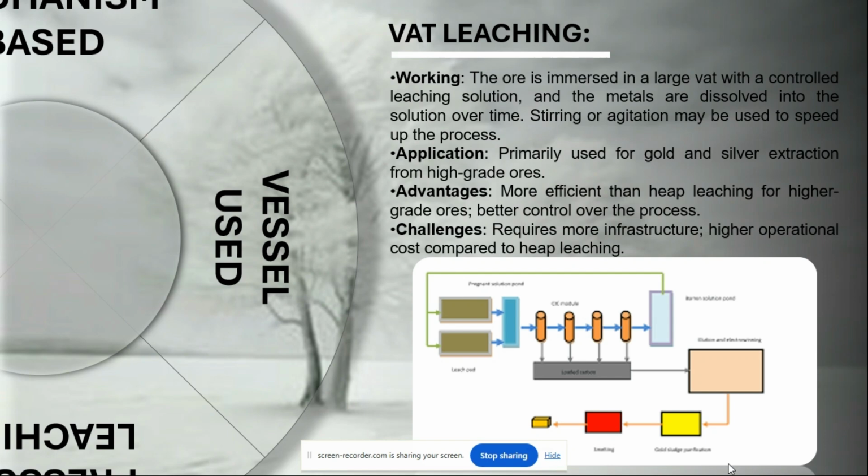Based on vessel type, another example of leaching is vat leaching. In vat leaching, the ore is immersed in a large vat with a controlled leaching solution, and the metals are dissolved into the solution over time. Stirring or agitation may be used to speed up the process.